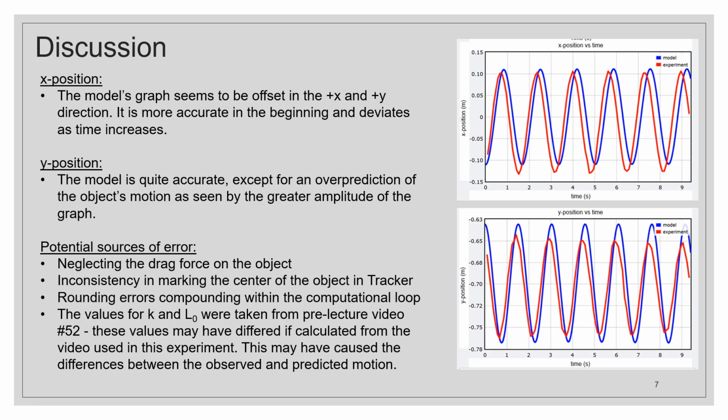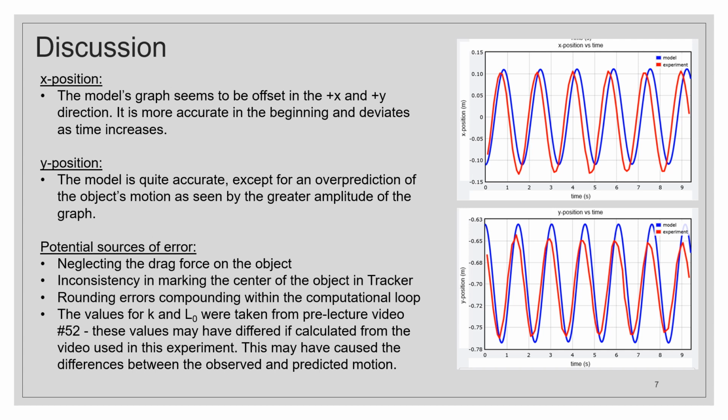For the x position, the model's graph seems to be offset in the x and y direction. It is more accurate in the beginning and deviates as time increases. For the y position, the model is quite accurate except for an overprediction of the object's motion, as seen by the greater amplitude of the graph.